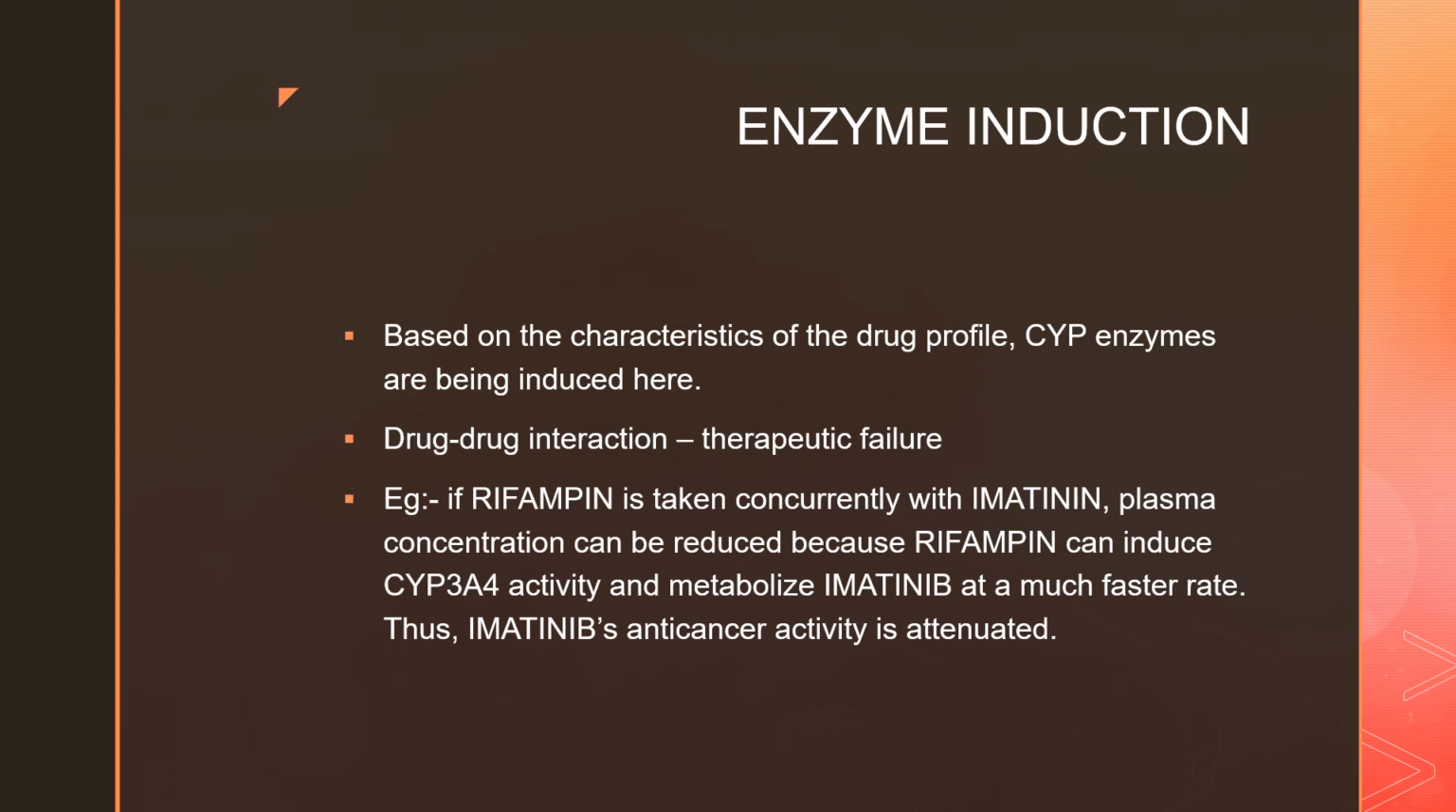Now a drug would undergo either inhibition or induction based on the drug profile and the CYP enzymes present. Enzyme induction means CYP enzymes are getting induced. This causes a drug-drug interaction, which would lead to therapeutic failure. For example, if a patient is taking rifampin along with imatinib, the plasma concentration would get reduced because rifampin induces the CYP3A4 activity and metabolizes imatinib at a much faster rate.